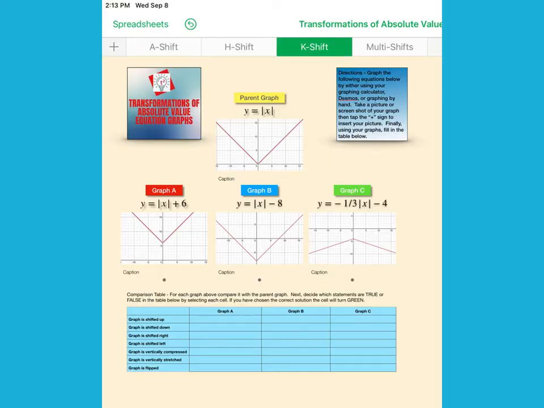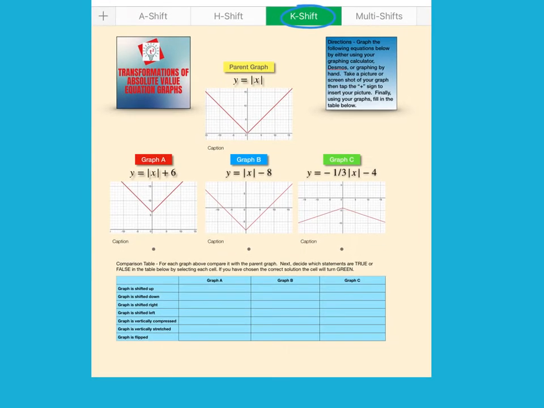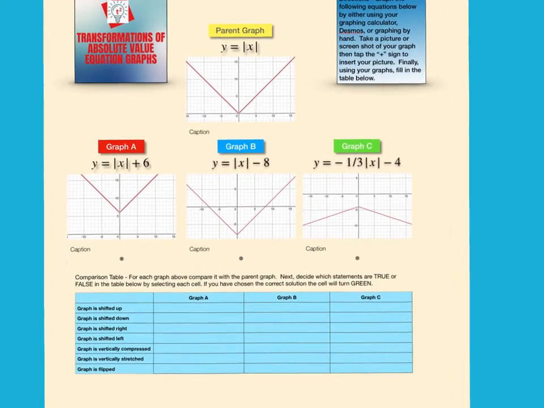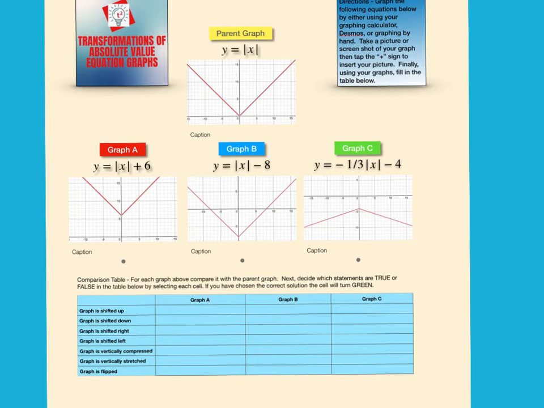Okay, next up, we've got our k-shift. Let's see what happens here. So, parent graph, parent equation, all the same. Let's start with our graph A. What's changed about just the equation? Well, looks like we got a plus 6 out here, right? Nothing else has changed. And let's see what that 6 caused this graph to do.